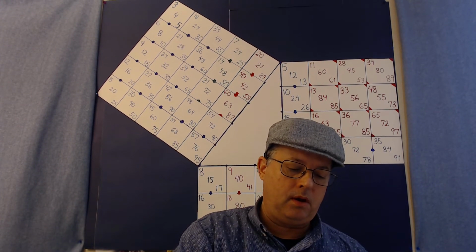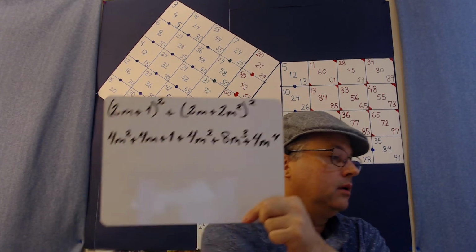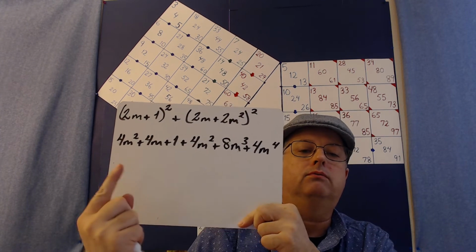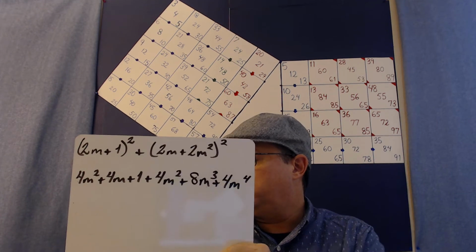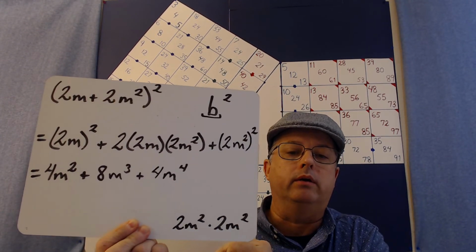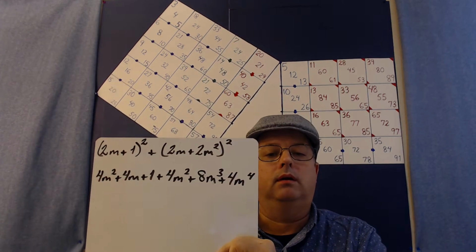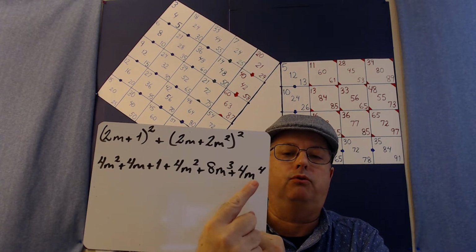Okay, so that's 4m squared plus 4m plus 1, plus 4m squared plus 8m to the third plus 4m to the fourth. Okay, so the 2m plus 1 squared gave us the 4m squared plus 4m plus 1. So that's what we have here, 4m squared plus 4m plus 1. And now the 2m plus 2m squared, squared gave us the 4m squared plus 8m to the third plus 4m to the fourth. And so that's what we have here.